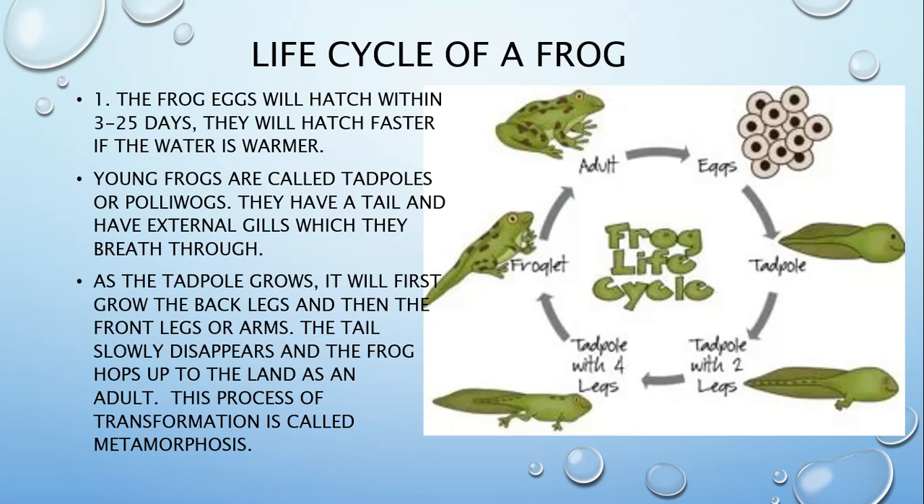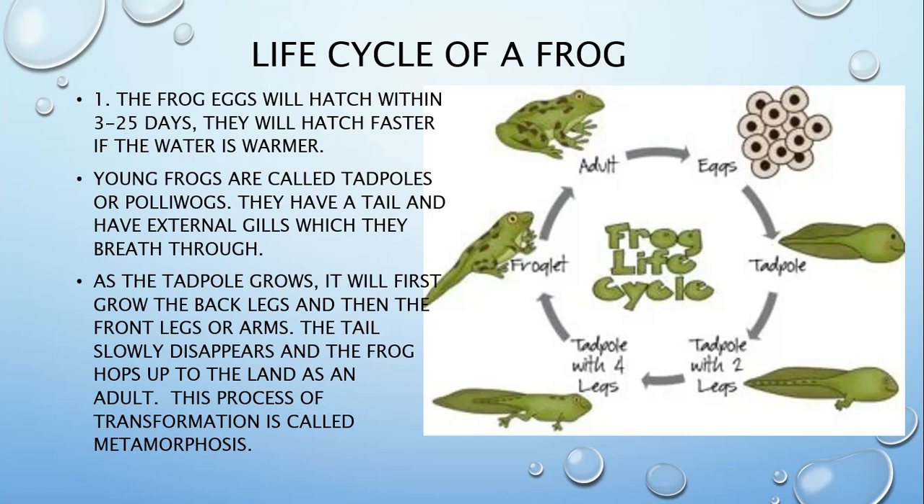So as the pollywog grows, you can also call it a tadpole, but pollywog is just such a better word. It will first grow the back legs and then the front legs or arms. So the tail will slowly disappear and the frog hops up to the land as an adult. Okay, and that's what we mean by metamorphosis. So it changes from the fish to a froglet, which is a teenage frog.